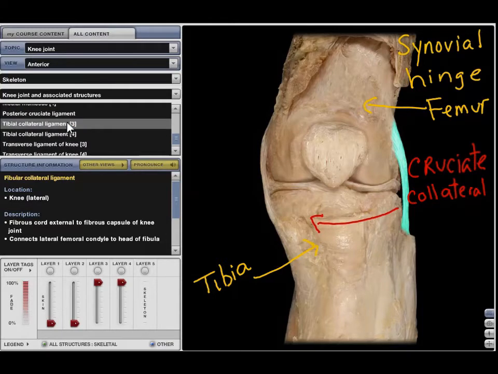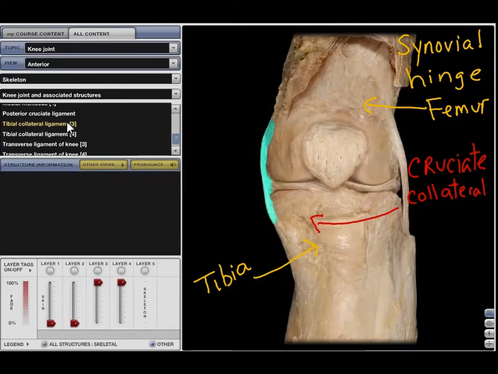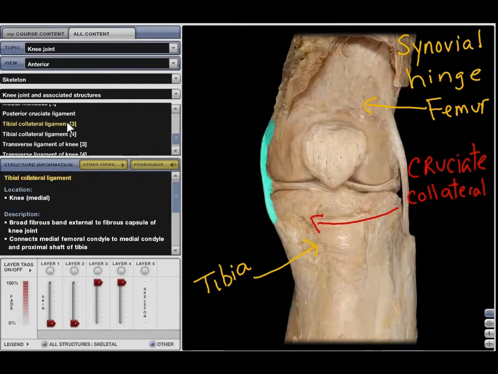And then we have the tibial collateral ligament, which is highlighted here. And this runs from the tibia to the femur and prevents hyperabduction of the knee. So this prevents excessive movement in this direction.